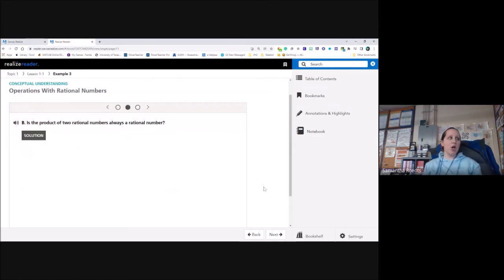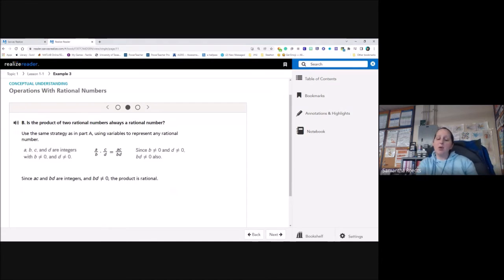So next I want to know, is the product of two rational numbers always a rational number? So I can do something very similar to what I did with the sums. So I'm going to multiply them together. So I want to use the same strategy. So using variables, I'm going to represent my integers. So I still have A, B, C, and D. You don't have to use A, B, C, and D. You can use any integers or any numbers or any variables that you could possibly want or imagine. A, B, C, D is just the easiest way because they're the first four letters in the alphabet.